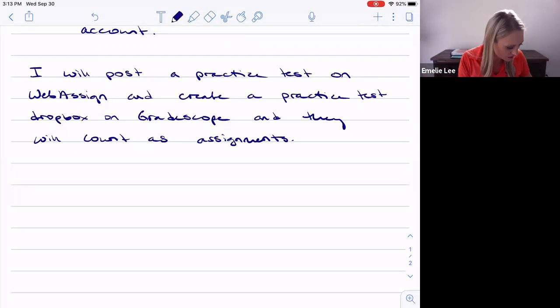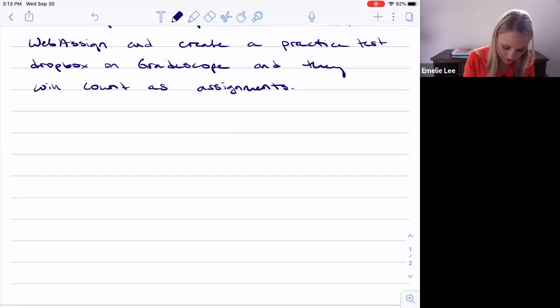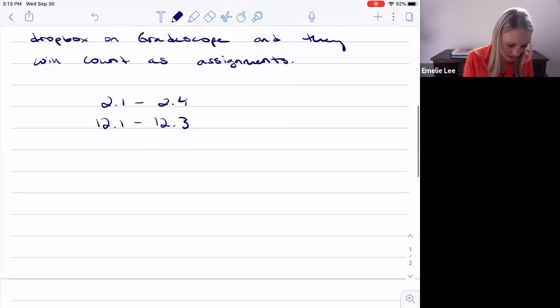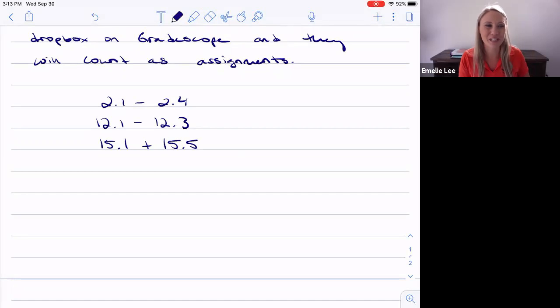All right, so let's see here. We've done 2.1 to 2.4 and 12.1 to 12.3. We did 15.1 last day, and today we'll wrap that up and go into 15.5. Chapter 15 compared to chapter 12 is like, am I missing something or is it actually this easy? It's actually this easy. And chapter 2 is somewhere in the middle.